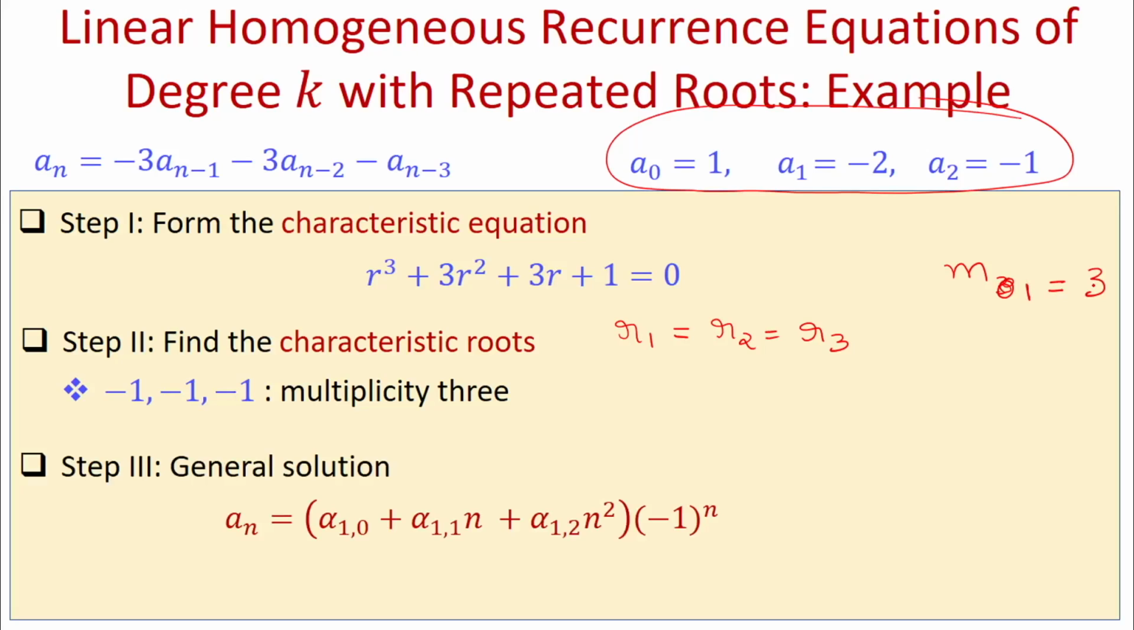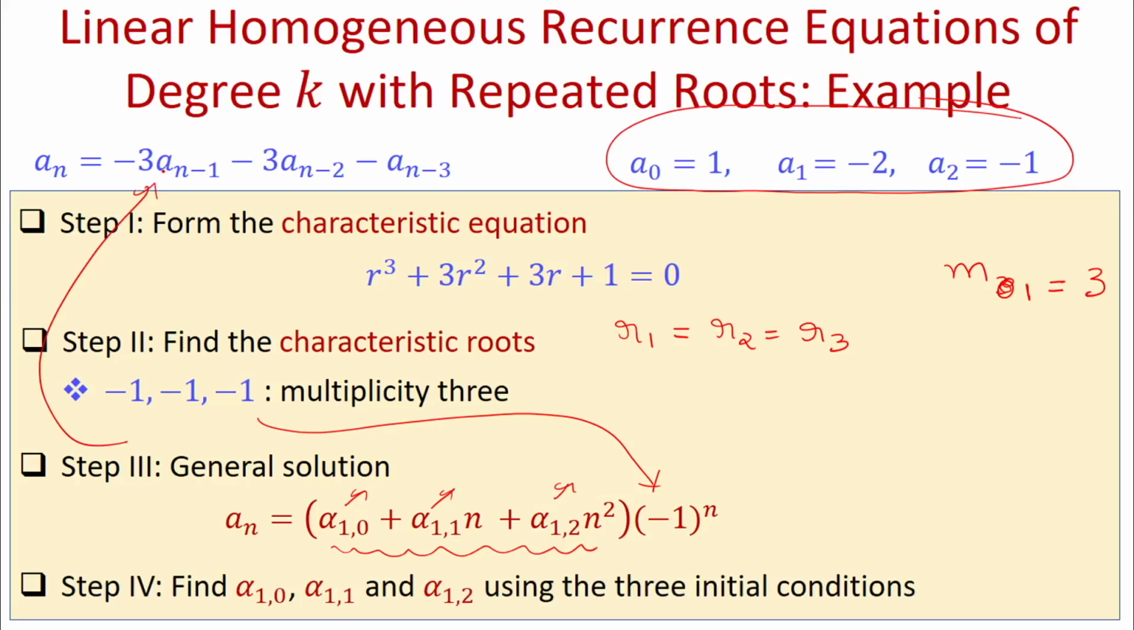So the general solution will be an unknown polynomial of degree m1 minus 1, namely 2, multiplied by the characteristic root raised to the power n. And the characteristic root here is minus 1, so that's why minus 1 raised to power n. That will be the general solution. By substituting different values of this alpha 1 0, alpha 1 1 and alpha 1 2, you get various sequences satisfying the recurrence condition. Now, since you are also given the initial condition, you can find out the exact sequence satisfying these initial conditions.